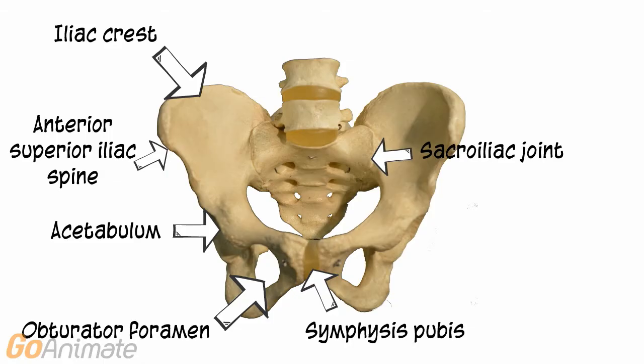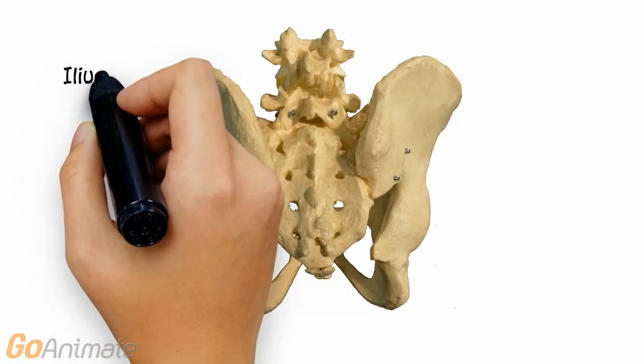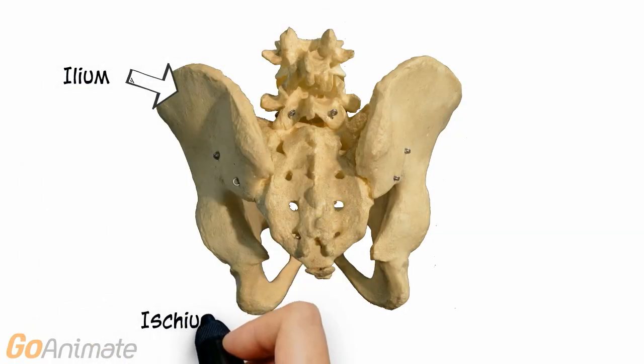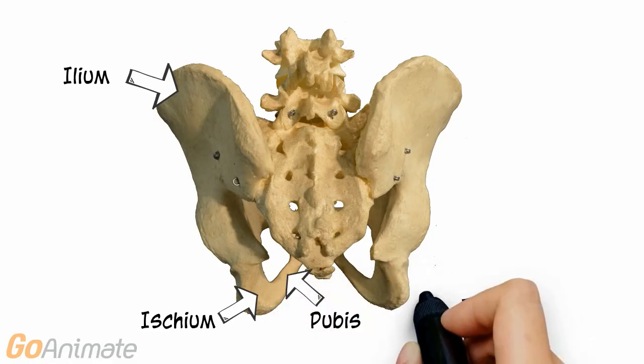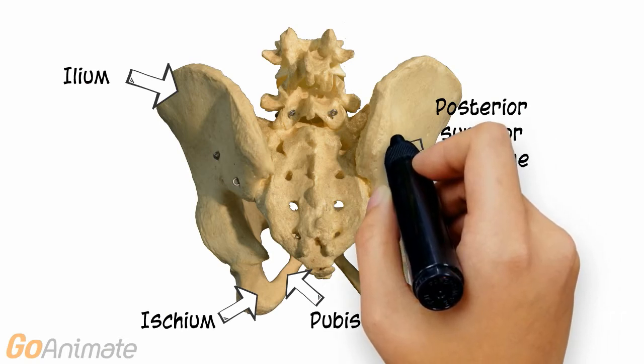Additional landmarks include the anterior superior iliac spine, which is located at the anterior margin of the iliac crest. Here is a picture of the posterior pelvis. Again, we see the ilium, ischium, and pubis. Here is the posterior superior iliac spine.